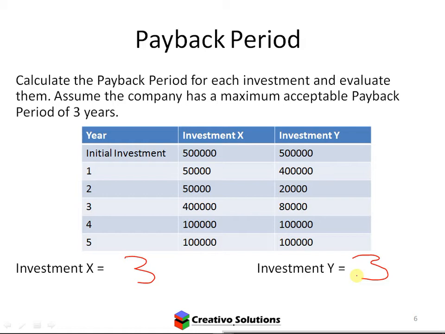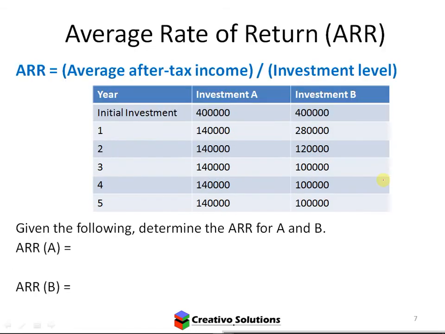Why? Would you choose Y? Because the initial payout looks more impressive. Correct. Okay, Y gives you 400 in the first year versus 50 in the first year for X. So now you're applying time value of money. Does the payback period apply time value of money? No, it doesn't. Okay. So now we need to look at measures that use time value of money.